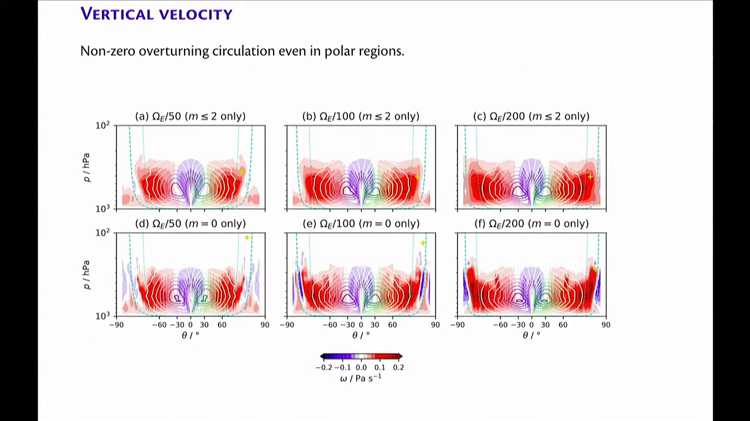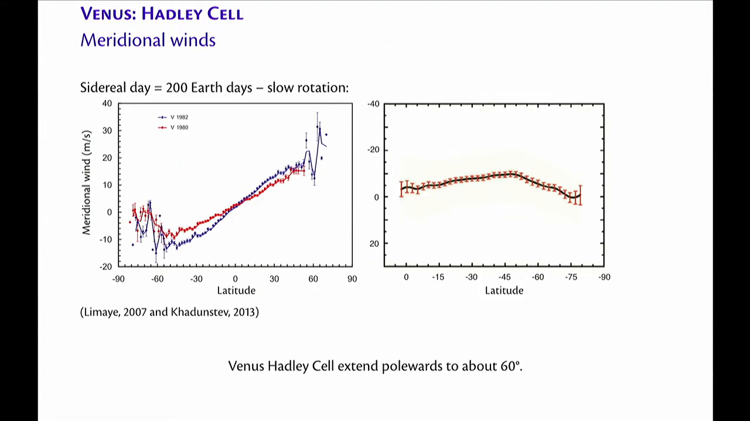So there we go. And here's the overturning circulation. Oh, and here's Venus. Here's the meridional winds on Venus. Look at this. In the left-hand picture, meridional wind is zero, more or less, at the equator. It's positive in the northern hemisphere to about 60 degrees, and about 60 degrees also in the southern hemisphere. So we've got a Hadley cell pushing out on Venus to about 60 degrees where it stops.